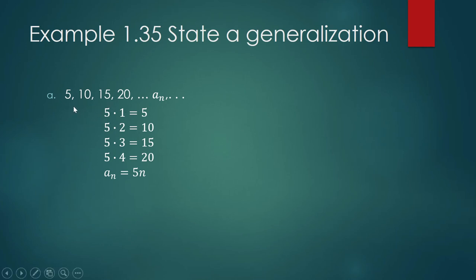So this is what you call the multiples of 5. Multiple because it's a number that is written as 5 times an integer. Okay, so that one is 5 times 1. 5 times 2 is 10. 15 is 5 times 3. And then 20 is 5 times 4. So the general term is A sub n is equal to 5 times n.